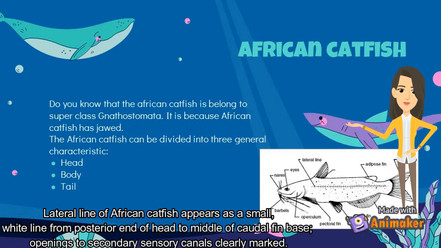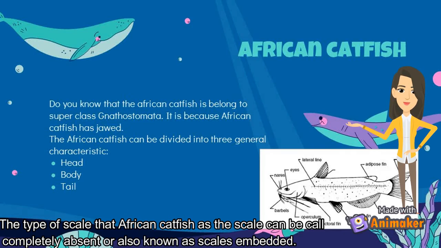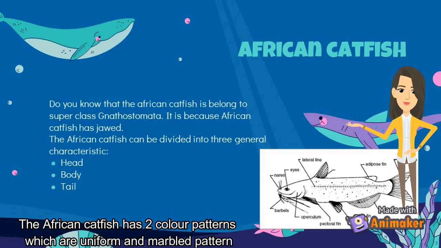The lateral line of African catfish appears as a small white line from the posterior end of the head to the middle of the caudal fin base, opening to a secondary sensory canal clearly marked. The body shape of African catfish is elongate and the body depth is 6 to 8 times in standard length. The scale type that African catfish has is completely absent, also known as scale impeded. The African catfish has two color patterns which are uniform and marble pattern.